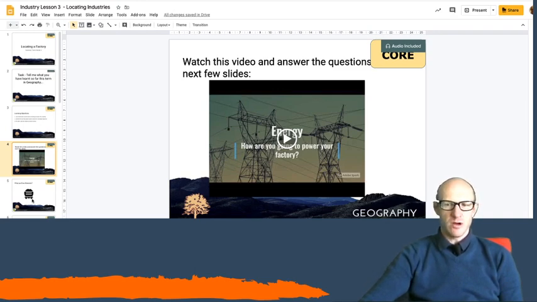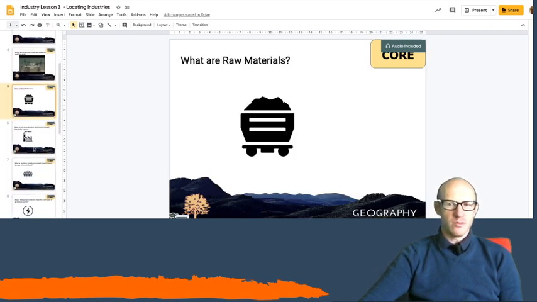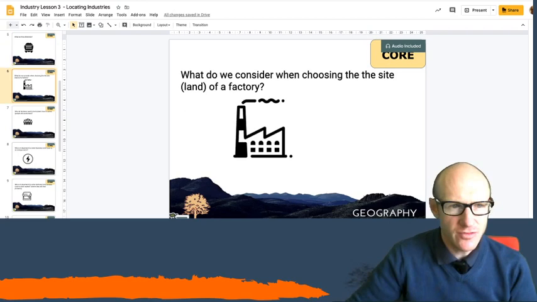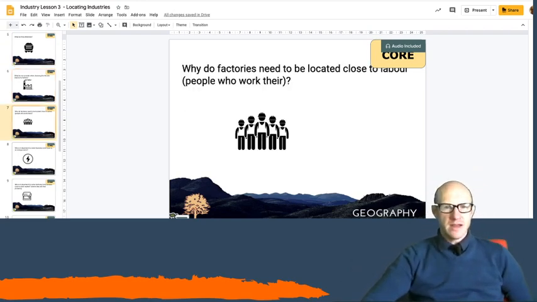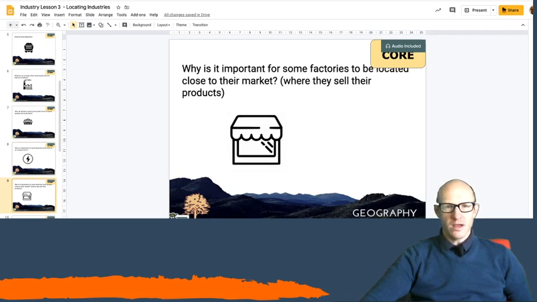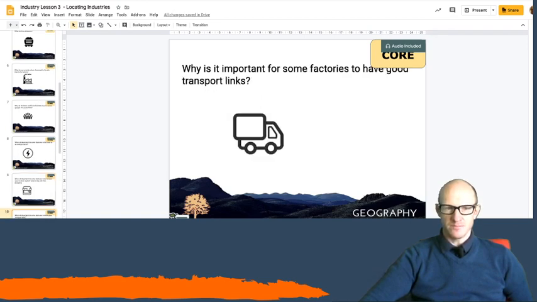So, question number 1 will be, what are raw materials? The next question, what do we consider when choosing the site, the land for a factory? Then it's, why do factories need to be located close to labour, the people who work there? Then why is it important for some factories to be close to an energy source? Why is it important for some factories to be located close to their market? That means where they sell their products. And then the final one, why is it important for some factories to have good transport links?